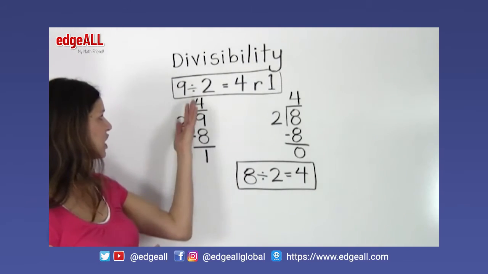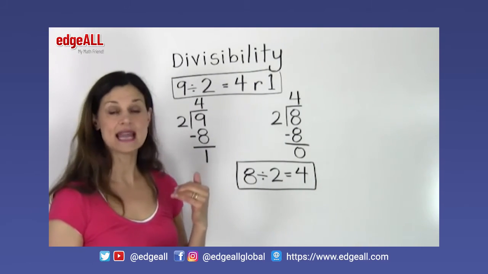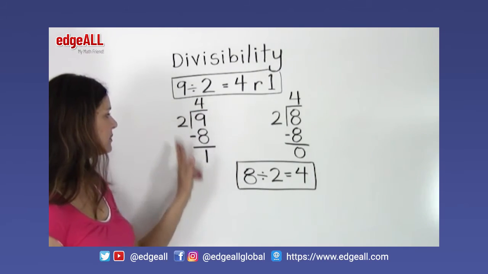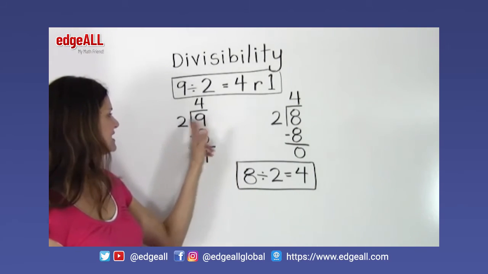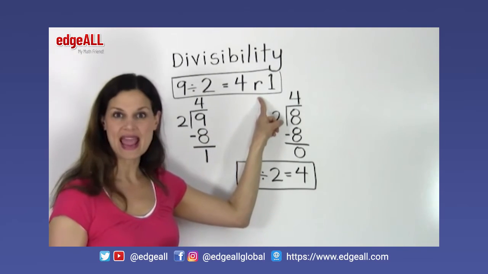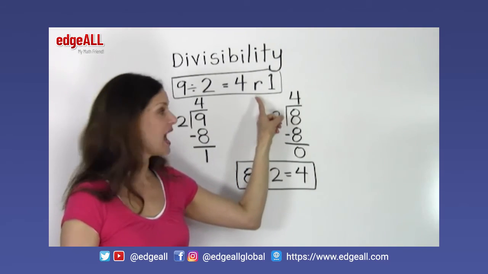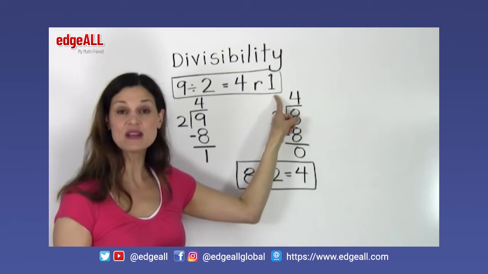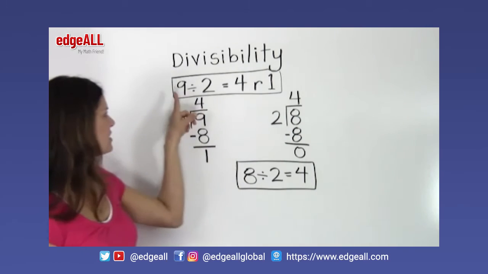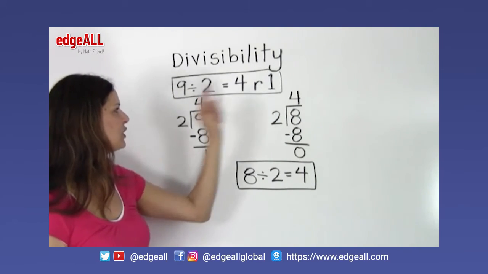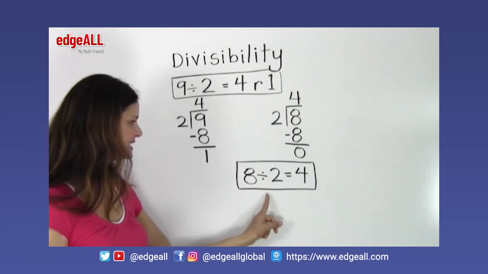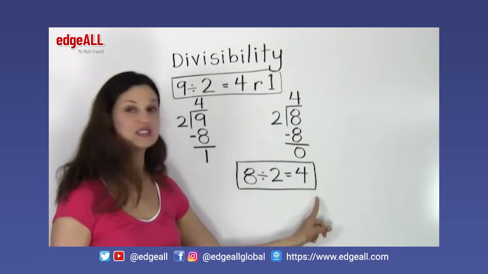On the other hand, with our 9, we would say that 9 is not divisible by 2. Because even though I can perform the long division on 9 divided by 2 and I can come up with an answer, the fact that my answer has a remainder of 1, or any remainder, tells me that it is not divisible. So 9 is not divisible by 2 because there is a remainder other than 0. 8 is divisible by 2 because there is no remainder.